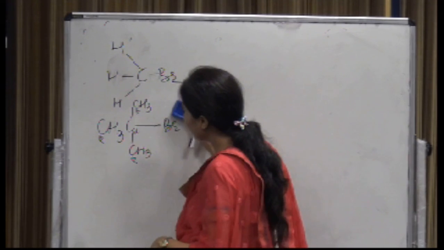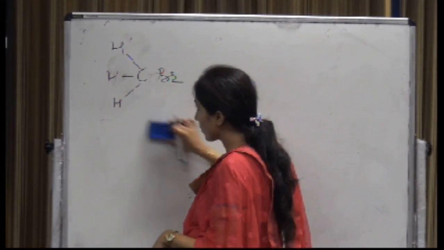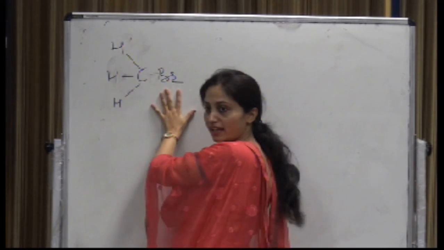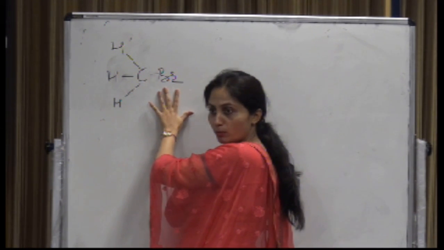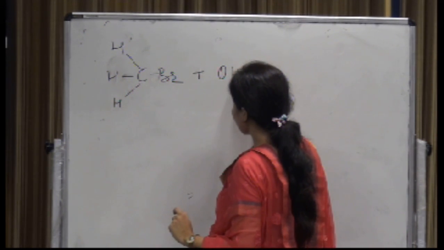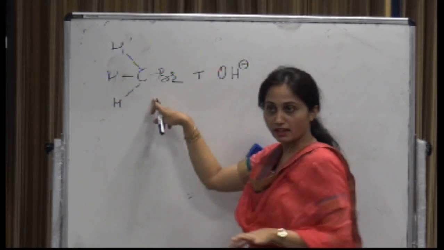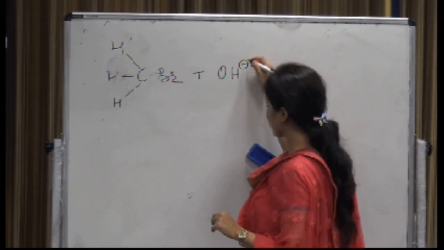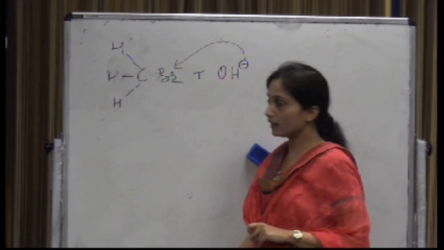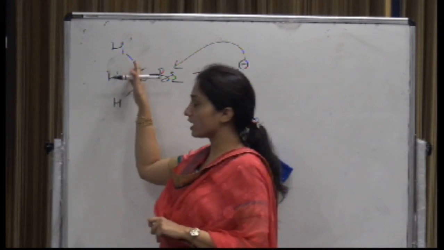Okay, so now here I am just talking about a primary alkyl halide. The halogen here is bromine, right? Now when I talk about an OH minus approaching this Br, there are two kinds of approaches. Either I make it attack directly from here, or the OH comes from the other side.